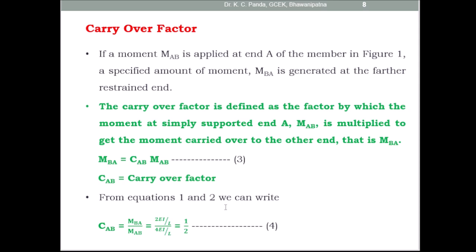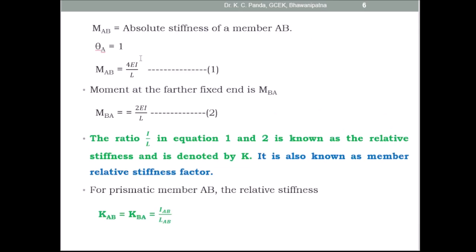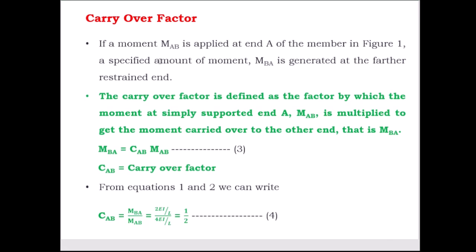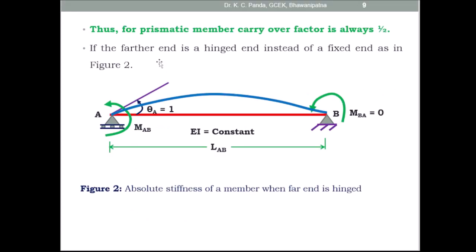From equation 1 and 2, from equation 1, MAB is equal to 4EI by L, and from equation 2, MBA is equal to 2EI by L. So CAB is equal to MBA divided by MAB. As you know, MBA is equal to 2EI by L and MAB is equal to 4EI by L. So this ratio is equal to half. The carryover factor is equal to half. Thus, for a prismatic member, the carryover factor is always half.